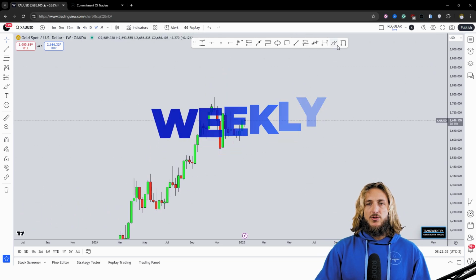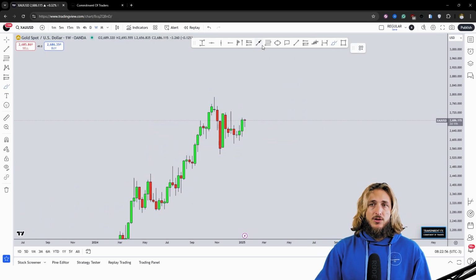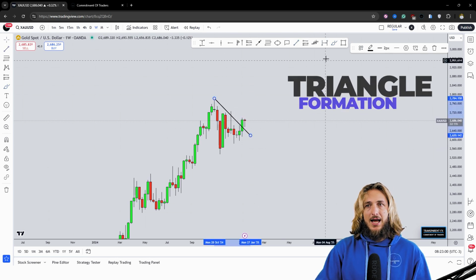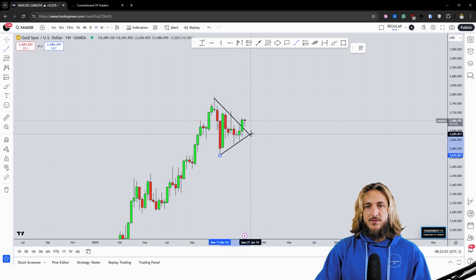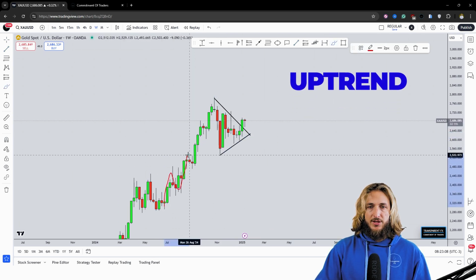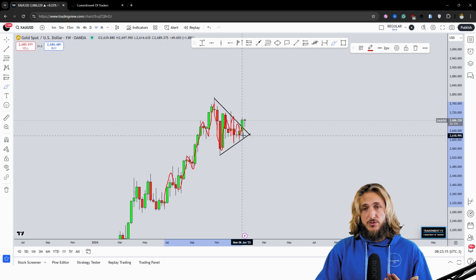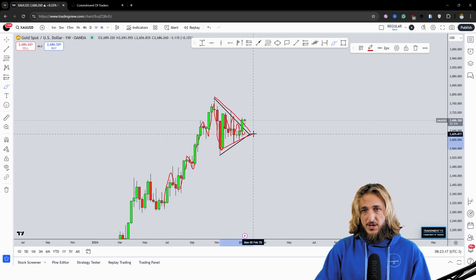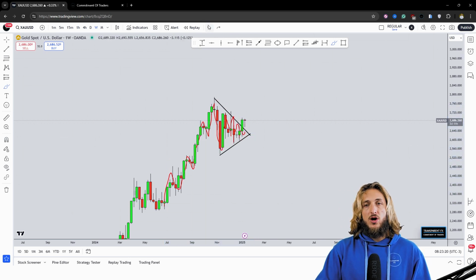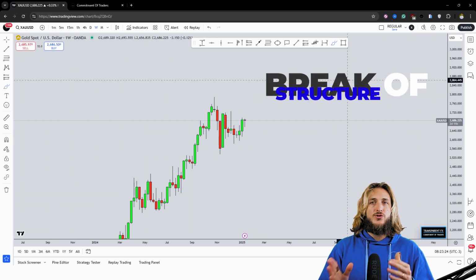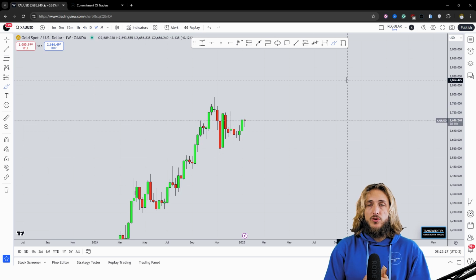Now, here on the weekly, we can notice how the market at the moment is moving in a triangle formation, so it is basically consolidating. However, it seems like now the market is breaking out to the upside. We had first a very clear uptrend with the market creating higher highs and higher lows. Then the market started creating lower highs and higher lows, so basically creating a triangle formation. And now the market is in the process of starting the next potential move upwards, which at that point would also continue the uptrend that we have just developed.